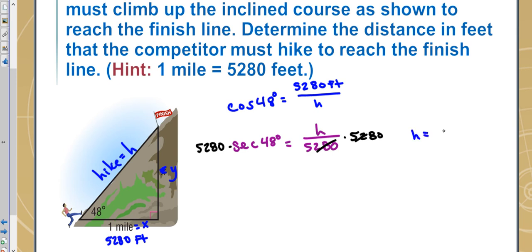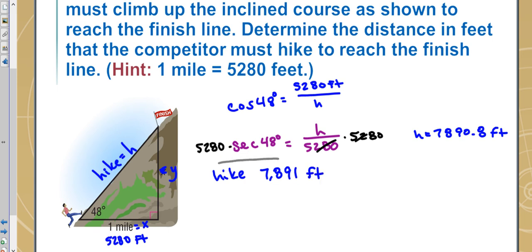So H would be, unrounded, 7,890.8 feet. Where did I get this number? I am so sorry. The H is equal to, let me try that again, 7,890.8 feet. So we hike 7,891 feet. Now that would be our answer.